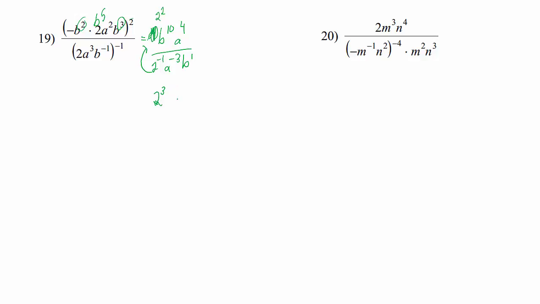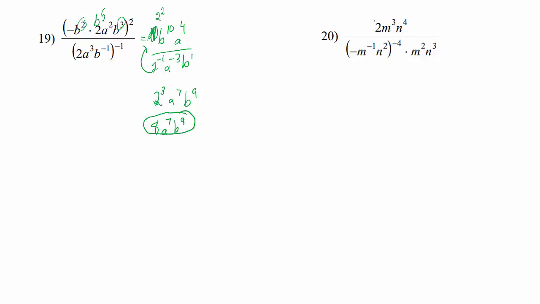Then we want to combine our a's and b's. So a to the 4th and a to the -3rd, subtract those exponents and we'll get a to the 7th. B to the 10th and b to the 1st, subtract those and get 9. So we just need to write 2 cubed as 8. Get 8 a to the 7th, b to the 9th.